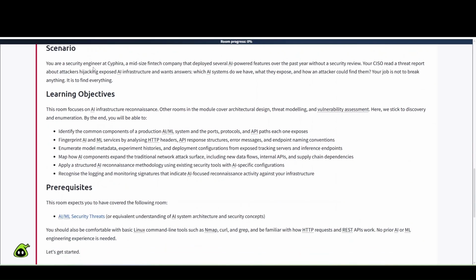Scenario: you are a security engineer at Cypera, a mid-sized fintech company that deployed several AI-powered features over the past year without a security review. Your CISO read a threat report about attackers hijacking exposed AI infrastructure and wants answers. Which AI systems do we have, what do they expose, and how could an attacker find them? Your job is not to break anything, it is to find everything.